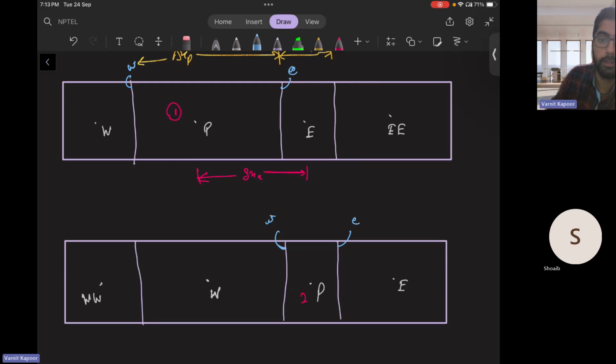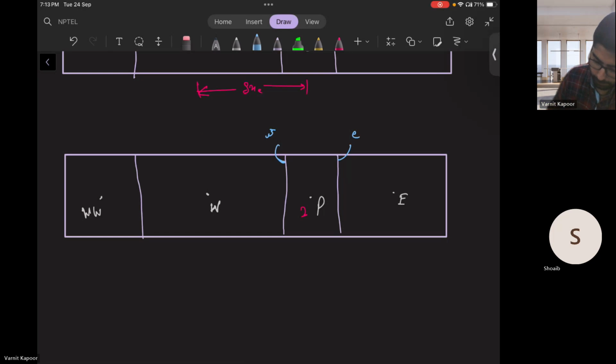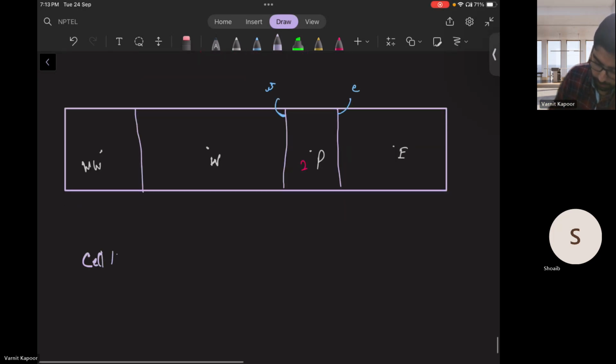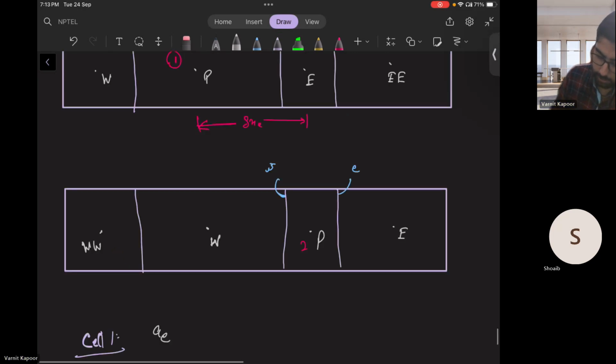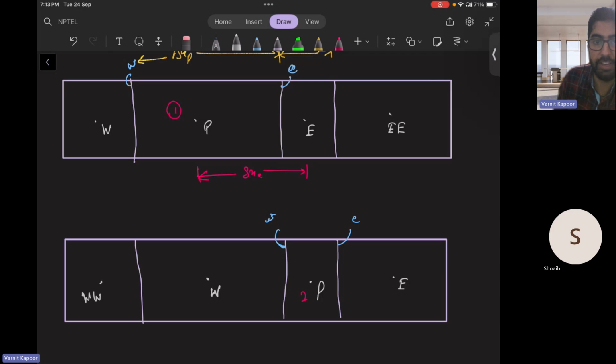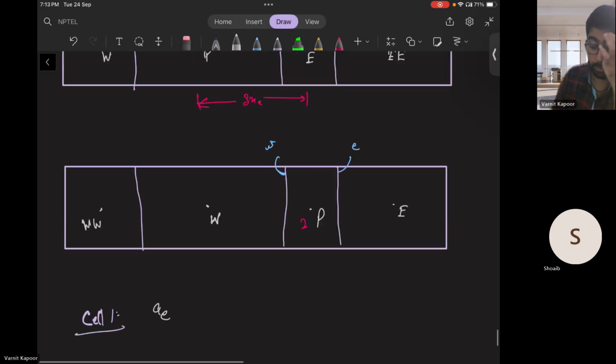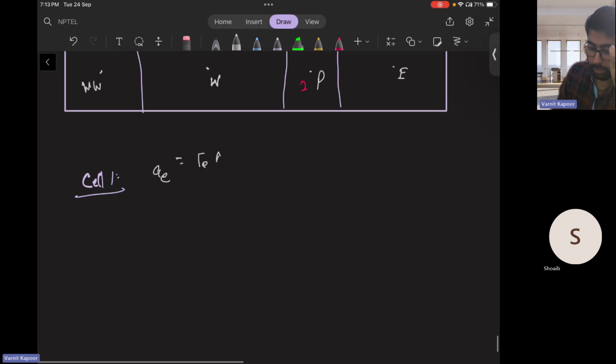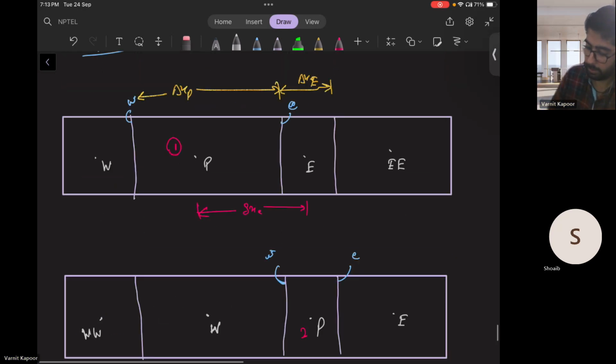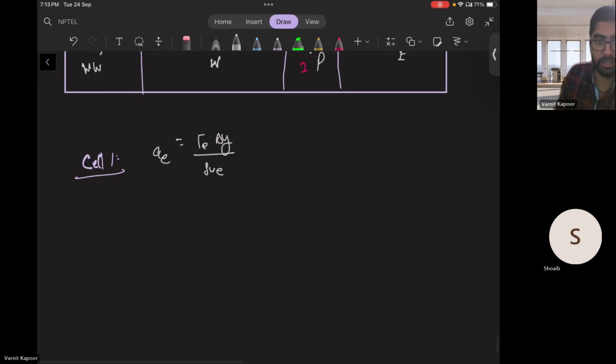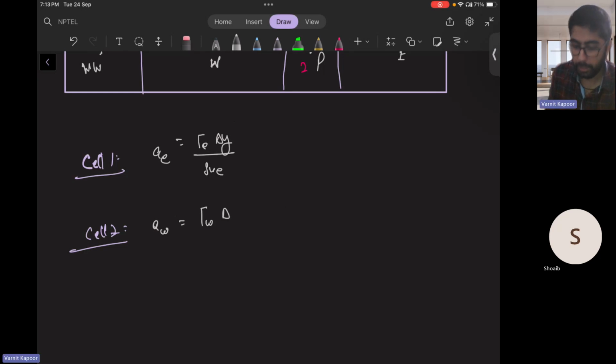So how can you write A east for cell 1? Your A east for cell 1 is gamma E delta Y by delta X, where delta Y is the width. And for cell 2, your A west will be gamma W delta Y by delta X_W. Correct?